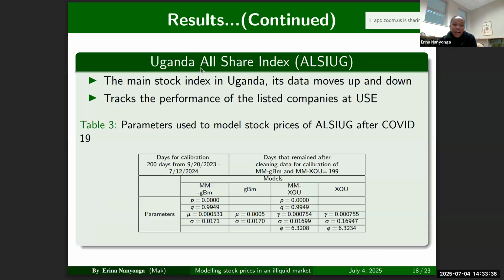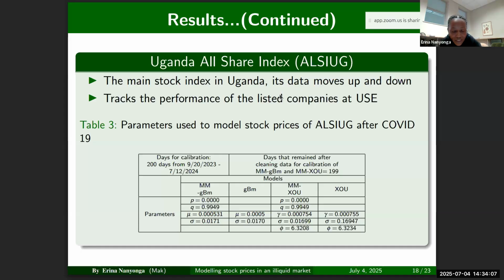We also tried to model the prices for the Uganda All Share Index. This is not a company listed, but it's the main stock index that tracks the performance of all the listed companies at the Uganda Securities Exchange, and its prices can't be constant because it tracks the performance of all listed companies.